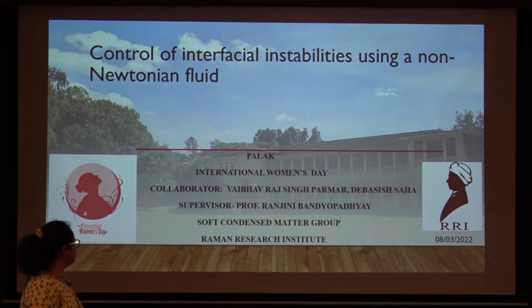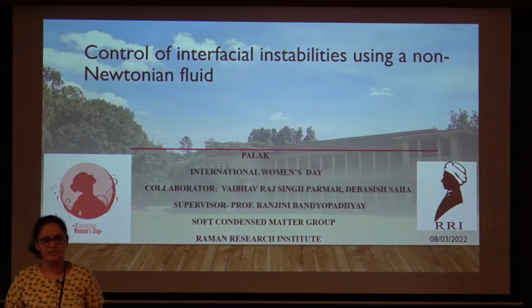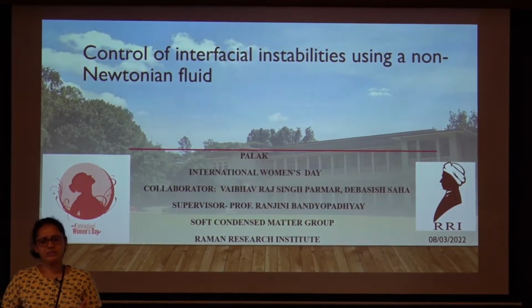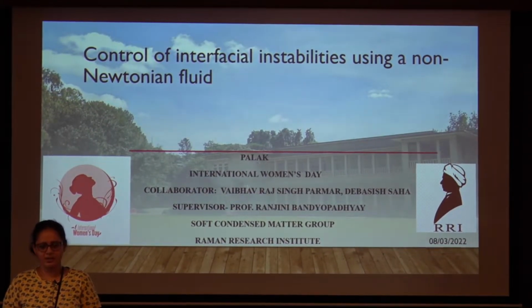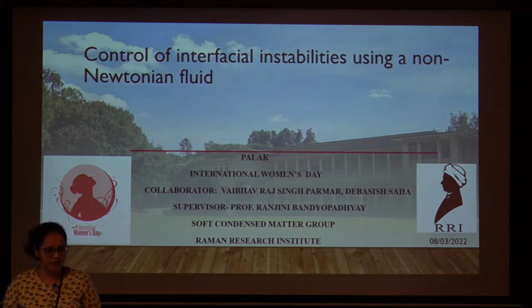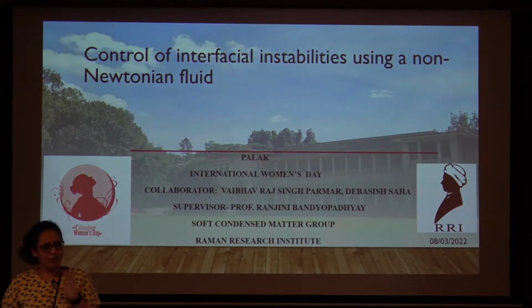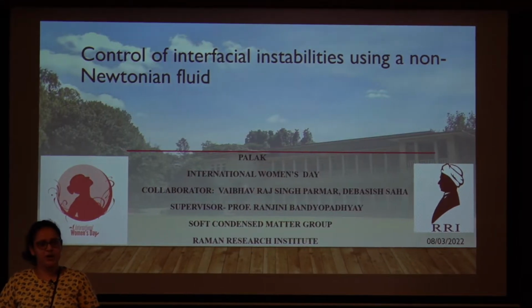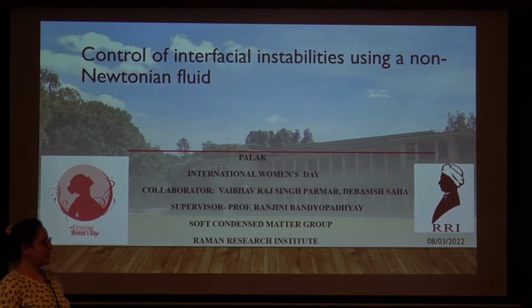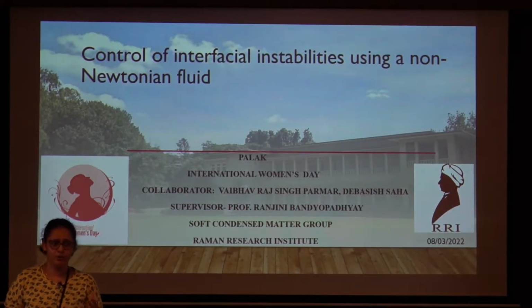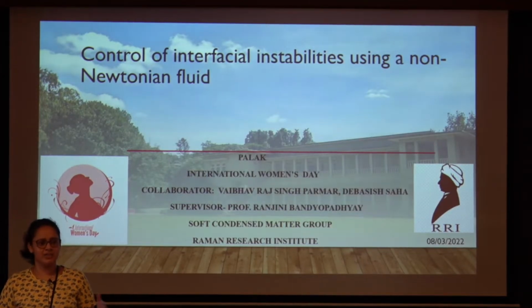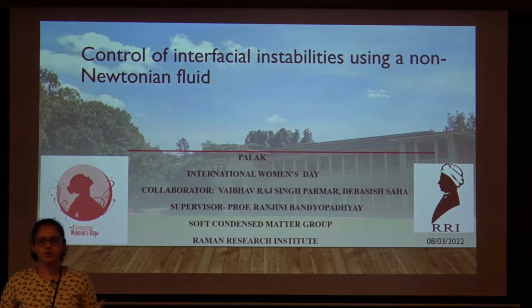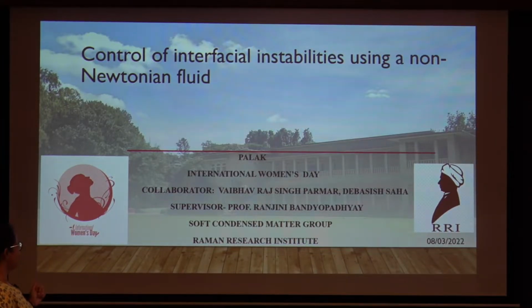So what is all this about, interfacial instabilities? You have two fluids, and when the less viscous fluid displaces the more viscous one, it gives rise to the formation of intricate patterns. This is always the case when the more viscous fluid is displaced by the less viscous one. Now what we want to see is what will happen if you take one fluid to be complex enough, the non-Newtonian one, and how will it affect the morphologies of these patterns. And these kinds of patterns you see everywhere.